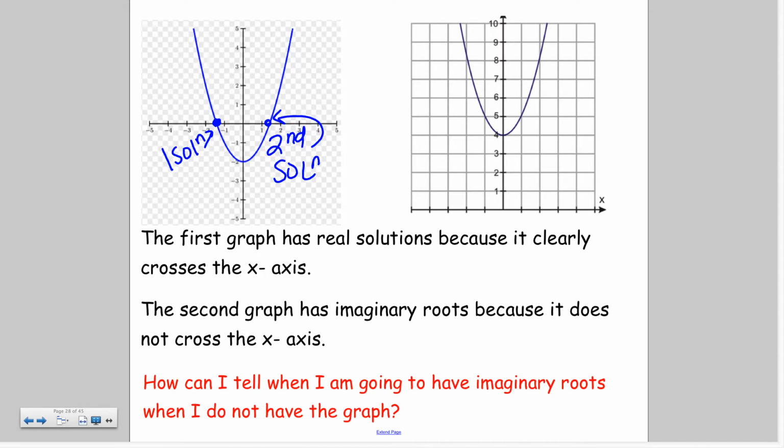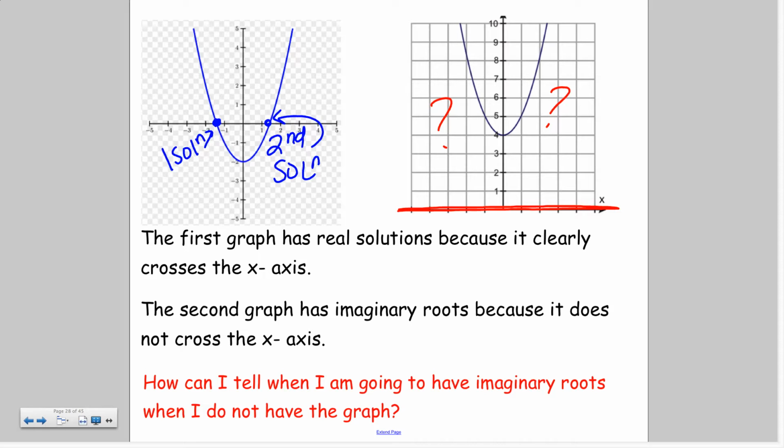The second graph, the one on the right, has imaginary roots because it does not cross. It's still got answers, but because it never crosses the x-axis, I've got roots somewhere up here. So it's got imaginary roots.